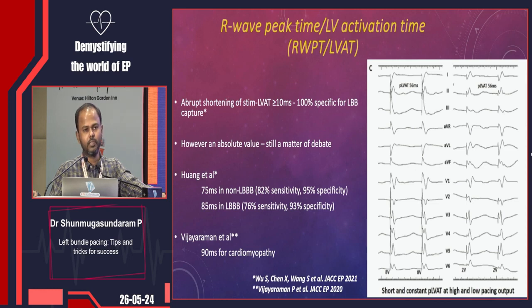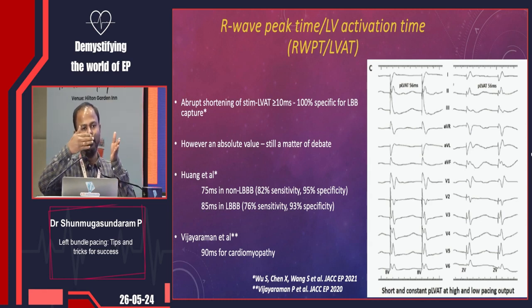left bundle. So here we'll be pacing at high output and low output to look for the RV peak time. This will simply say how early your LV free wall is getting activated. So if you are in the left bundle, irrespective of the output, whether you are pacing at a high output or low output, the RV peak time will be short and constant.